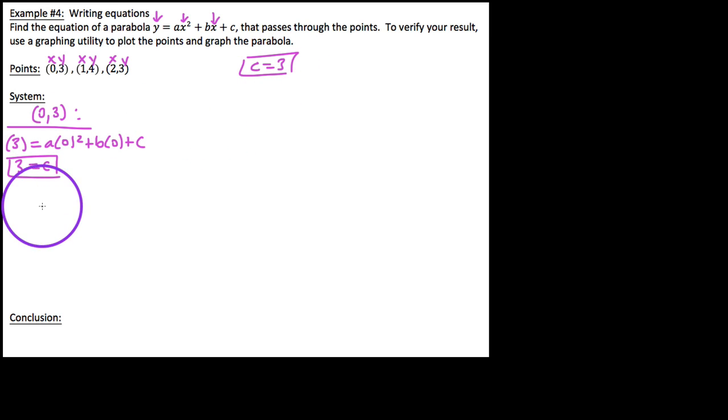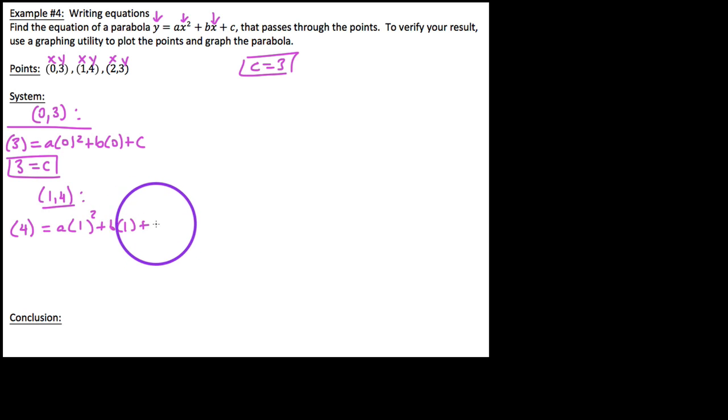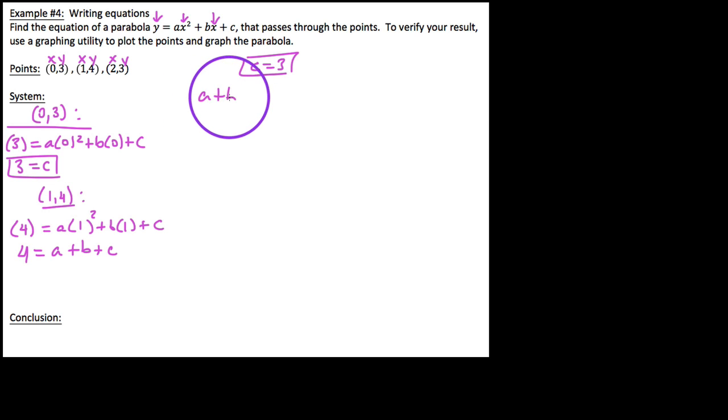Now, for our second equation, we're going to use the point 1 comma 4. When we plug this in, our y value would be 4, but only if our x value is 1. So we have a times x squared, where our x value is 1, plus b times x, where we have a 1, plus c. Doing our exponents first, we get 4 equals 1a plus 1b plus 1c. I'm going to write this as a plus b plus c equals 4, putting my constant on the right side. Here's the second equation in our system.